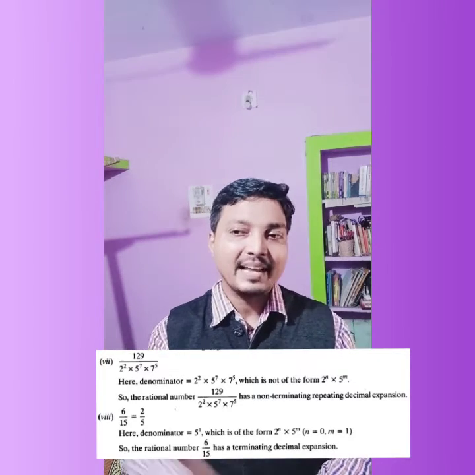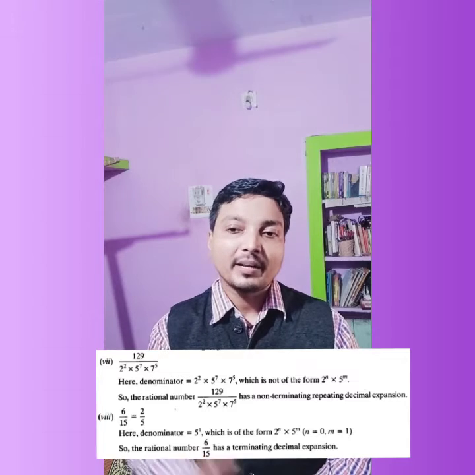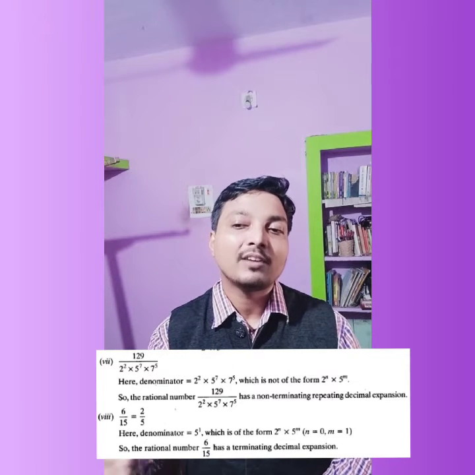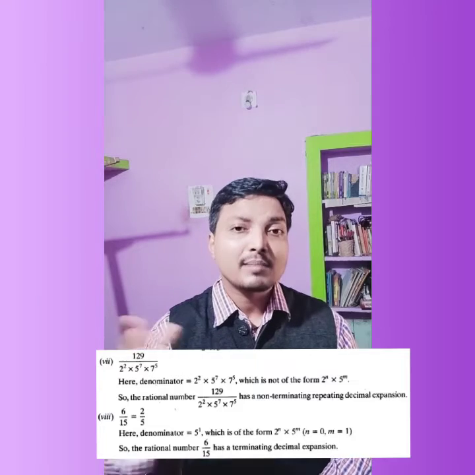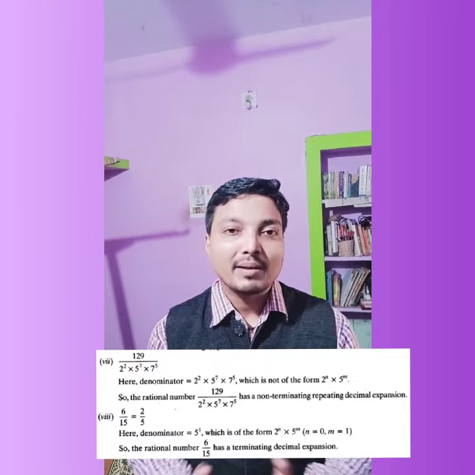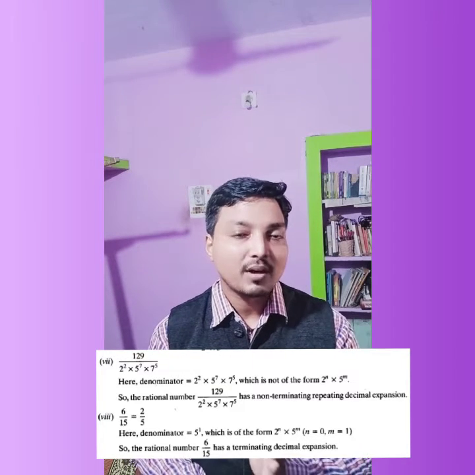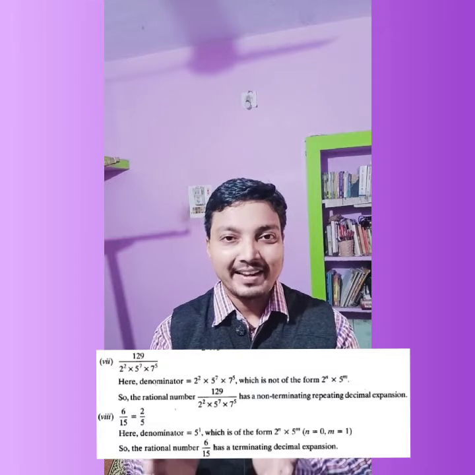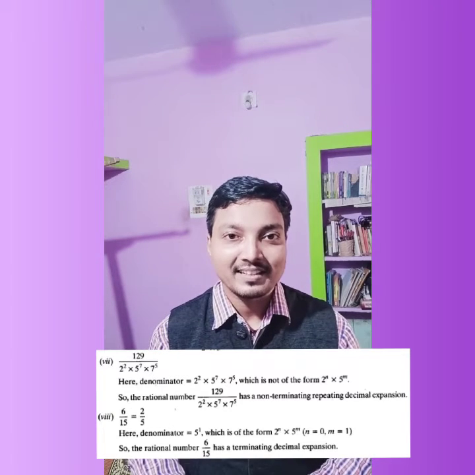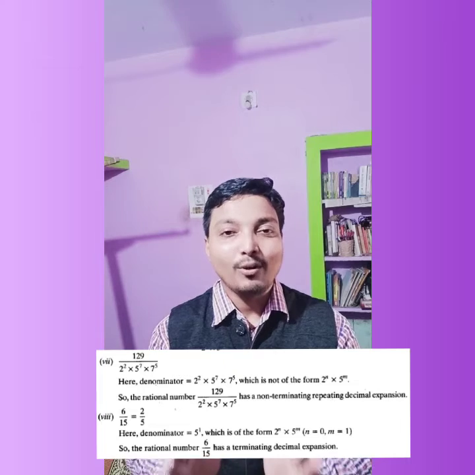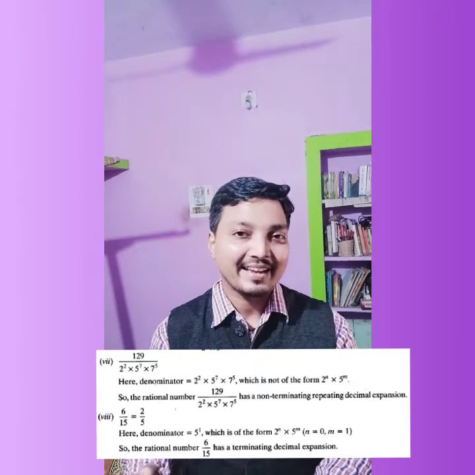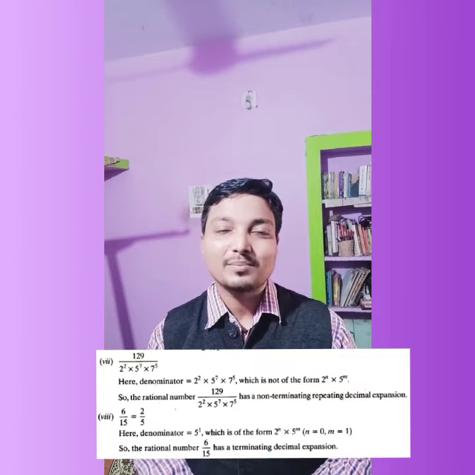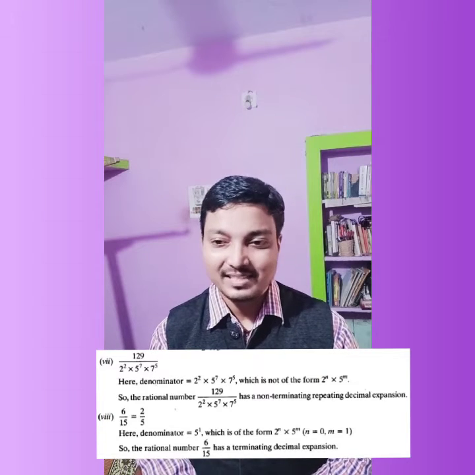So nothing can be cancelled, and here the denominator is not in the form of 2 to the power m into 5 to the power n only; an extra 7 to the power something is coming. Our formula applies only when it can be expressed in the form of 2 to the power m into 5 to the power n. Don't say that 2 to the power m, 5 to the power n is there, and extra 7 to the power anything is also there. My formula is only 2 to the power m into 5 to the power n, no other factors should be there. So it will be a non-terminating and recurring decimal expansion.